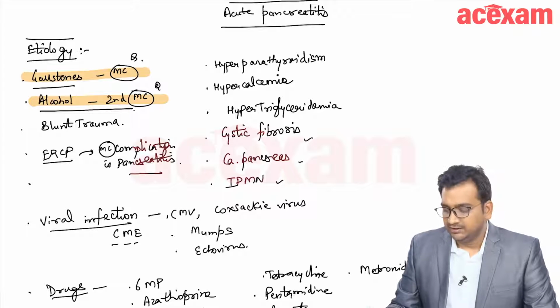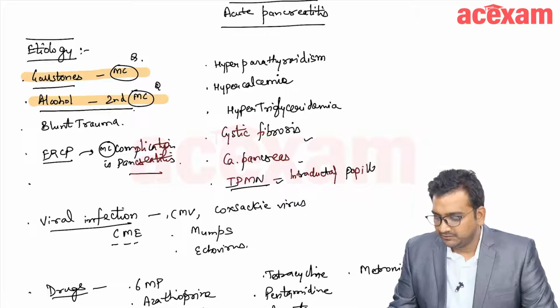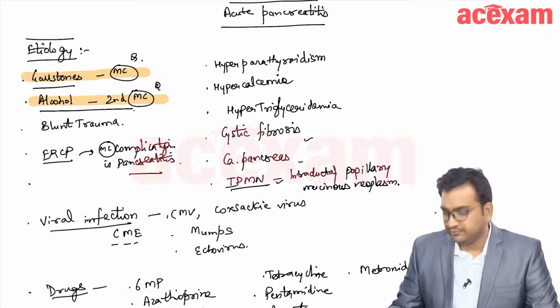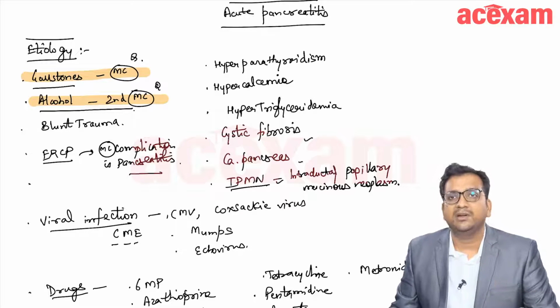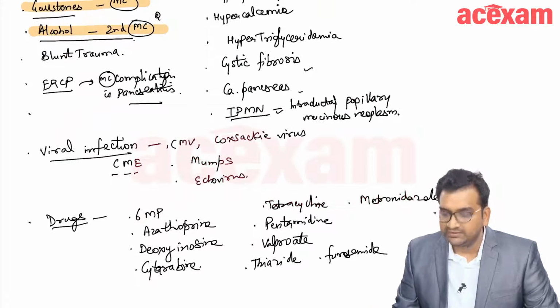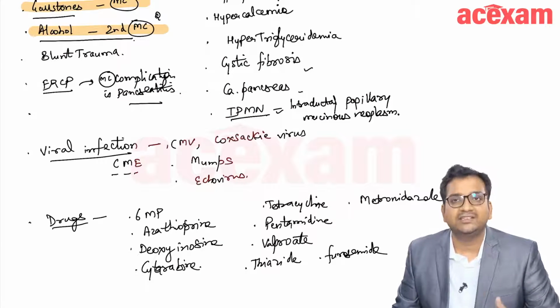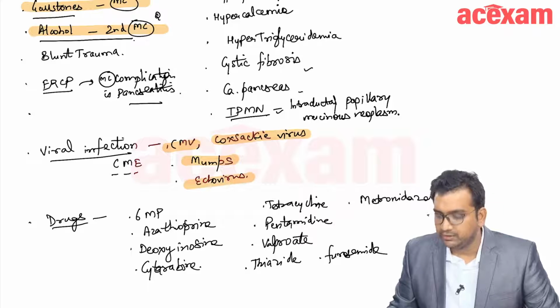IPMN stands for intraductal papillary mucinous neoplasm. It is one of the types of cystic neoplasms of the pancreas, and it can involve the main pancreatic duct and lead to acute pancreatitis. There are also various viral infections which can lead to acute pancreatitis. The mnemonic is CME. The viruses can be CMV, Coxsackie virus, mumps, and echovirus.